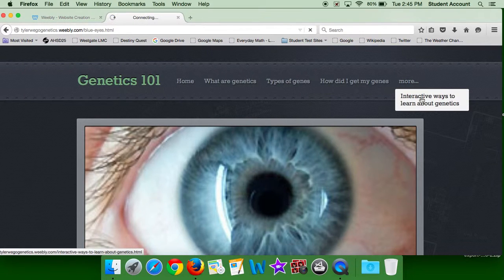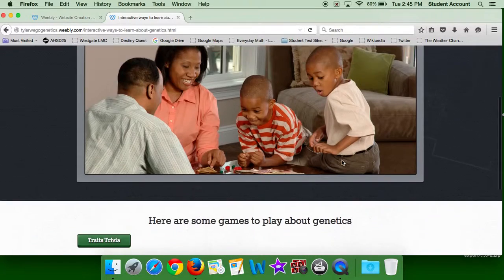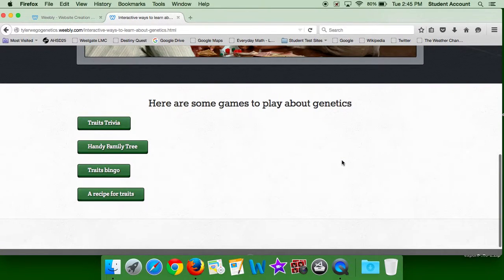So now here are some just fun interactive ways to learn about genetics. First is traits trivia. That's just a fun game that you can play with your family. Handy family tree. That's where you can write all your genes on a family tree. And then traits bingo. Say you would line up all the traits, so like tongue rolling, right-handed, left-handed, something like that. And if you have it, you place your chip on that. And then a recipe for traits. That's just another fun game that you can play with your family.